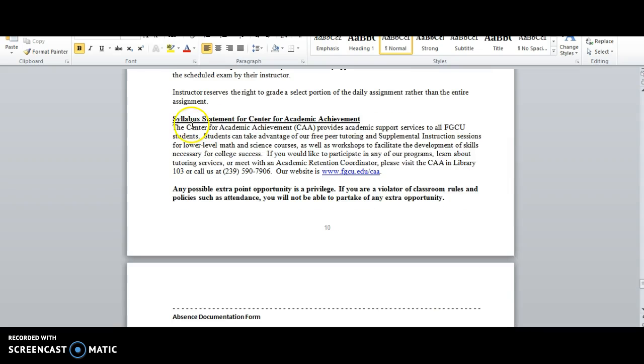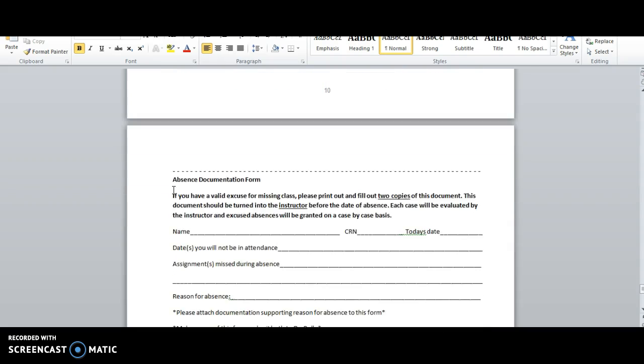Finally, this last statement in bold: any possible extra point opportunity is a privilege. If you're a violator of any classroom rules and policies such as attendance, you will not be able to partake of any extra credit opportunity.